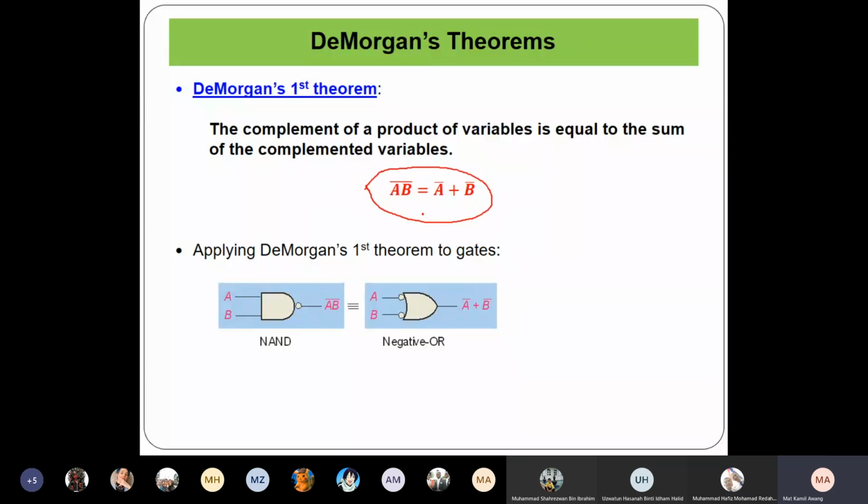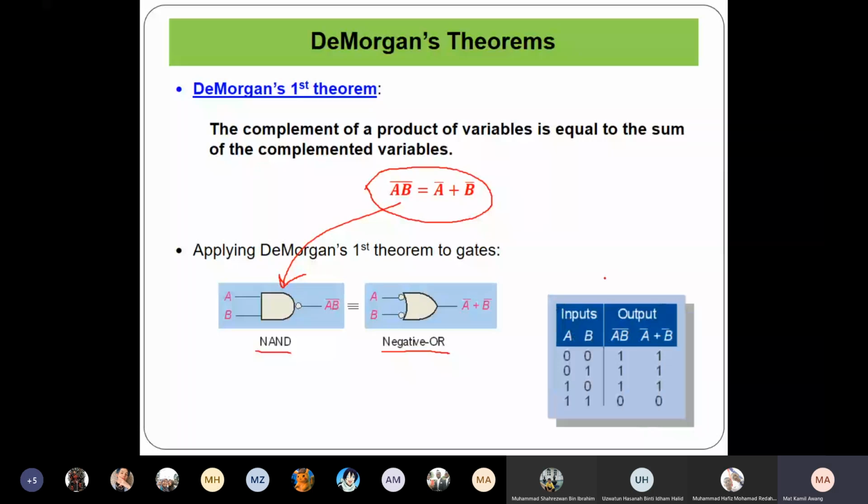Basically this is a NAND, which is A and B, then you not, so it becomes AB bar. This NAND is equivalent to a negative OR, where you take A, you not, you take B, you not, then you OR it. So it becomes A bar or B bar. Okay, this is De Morgan's first rule.